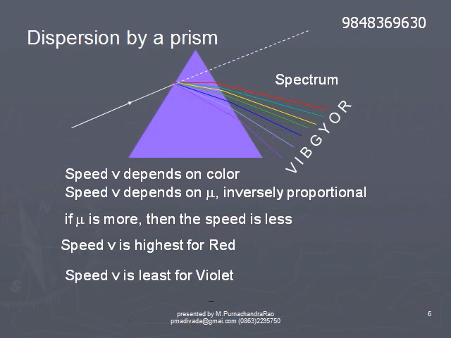When we come to the speed of light in a medium, it depends on the color. It depends on refractive index. If refractive index is more, the speed is less. So the speed of light in a medium is less for violet color and it is more for red color.